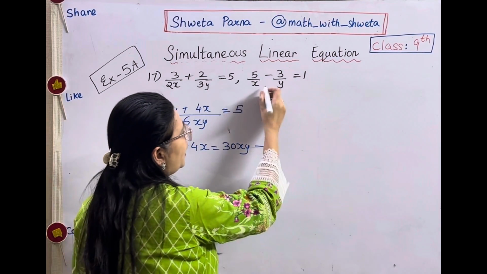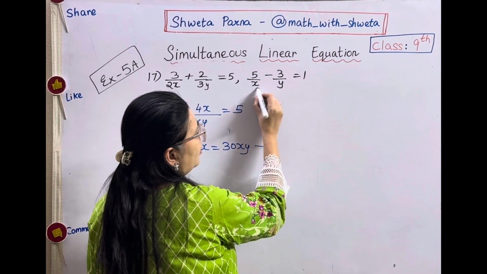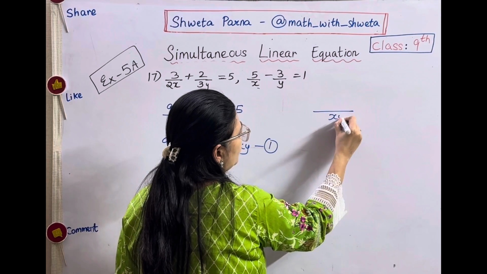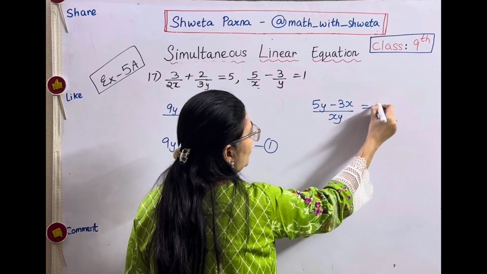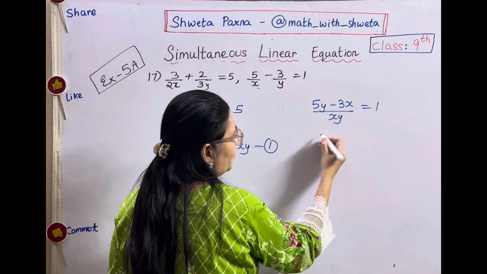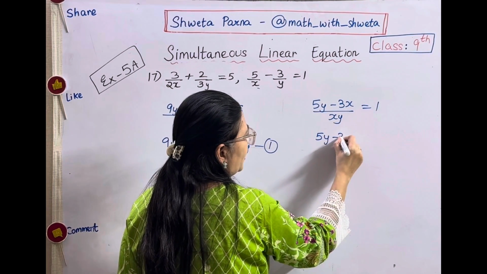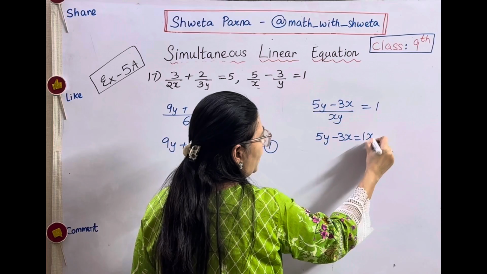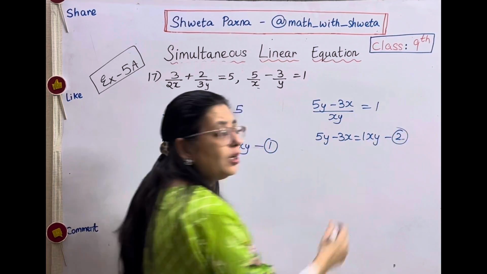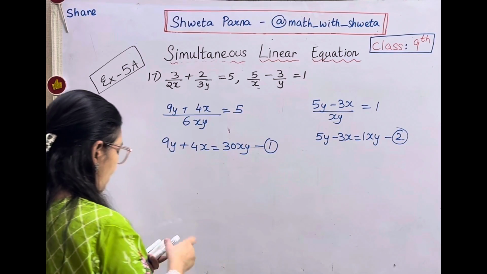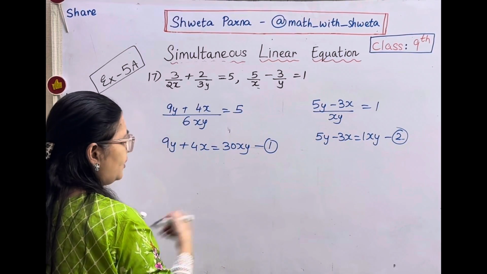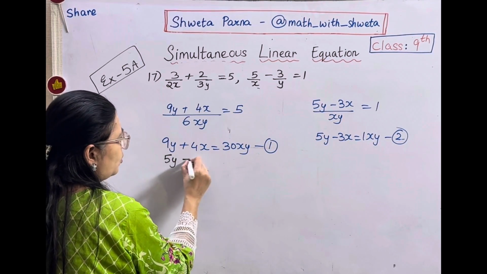Similarly, let's solve the other one. The LCM would be xy. So it is 5y minus 3x is equal to 1. Cross multiply over here. So it is 5y minus 3x is equal to 1xy. This is equation 2. Now let's solve these 2 equations. I will write this equation just below it so that it becomes easier to understand what we are supposed to do.